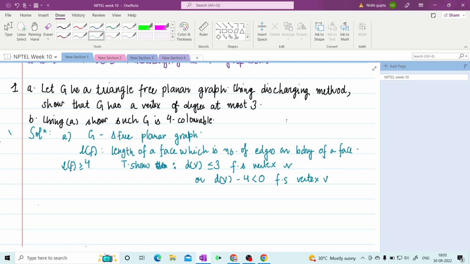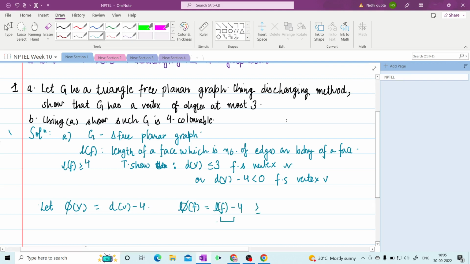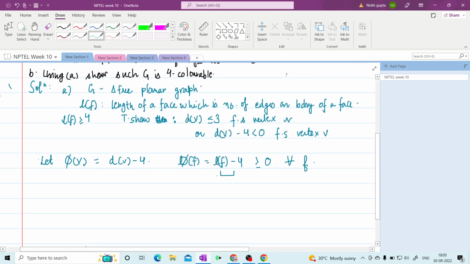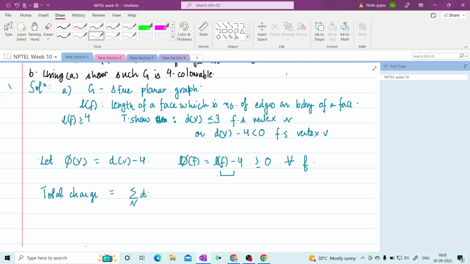So let us assign the following charge. Let phi of v be equal to dv minus 4, and phi of f be equal to LF minus 4. We know that this term is always greater than or equal to 0 for all F. Now what is the total charge? The total charge is the sum over all the vertices of their charges, plus the charge of all the faces.